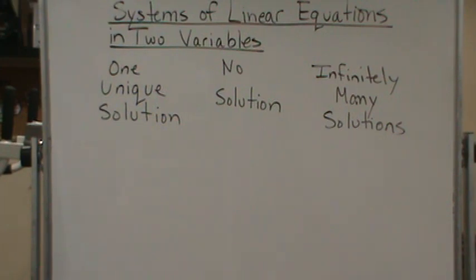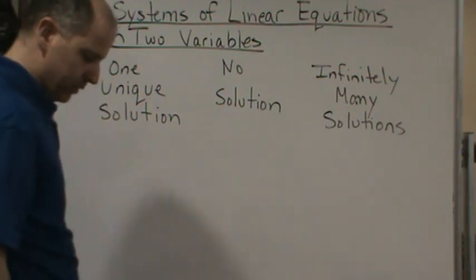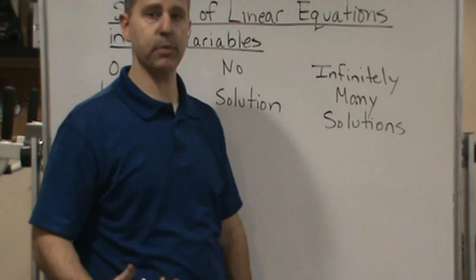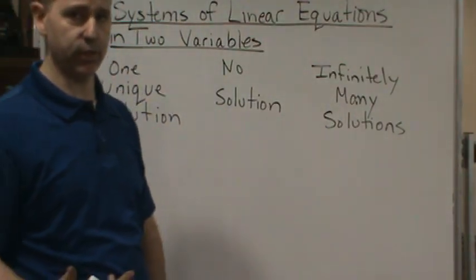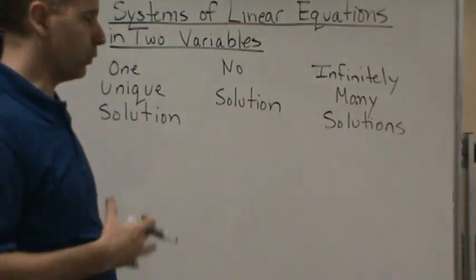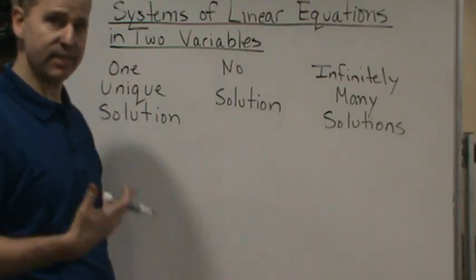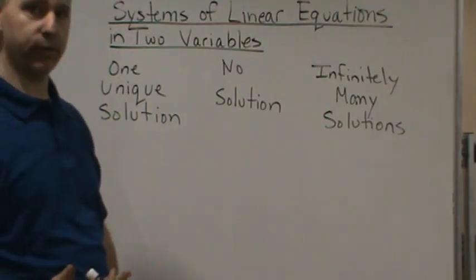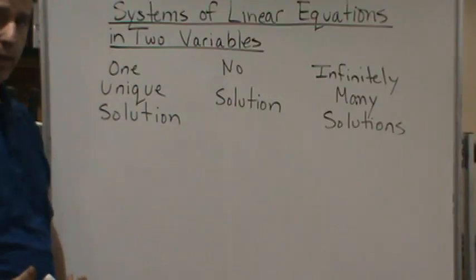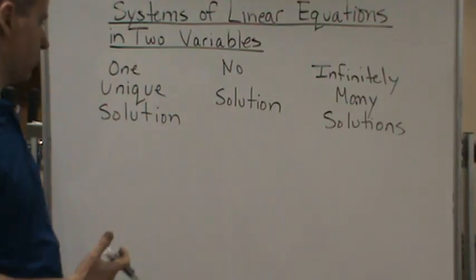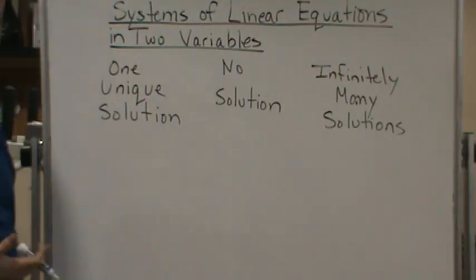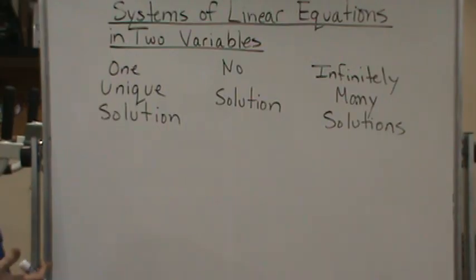All right, welcome back. Now what we're going to do is talk about some general ideas when it comes to solutions of systems of equations. There are three outcomes when you're testing points or trying to find out what the solution set is or if there is a solution. So here are the three outcomes that are possible.